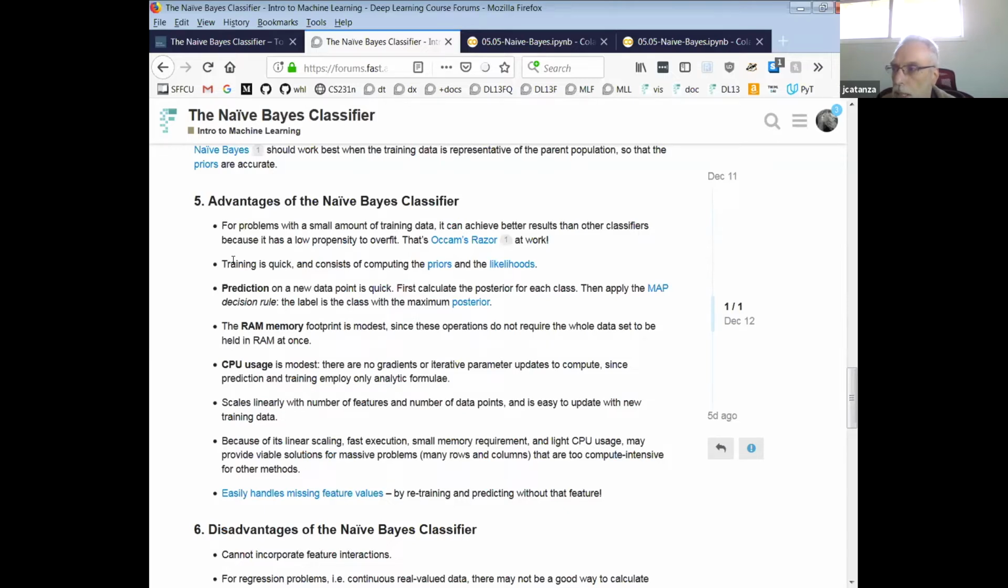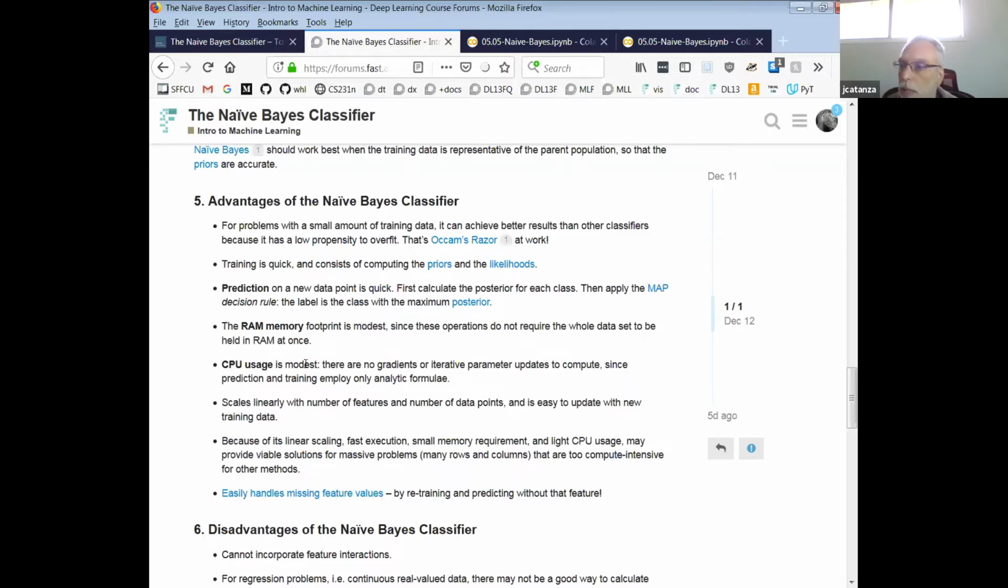So the other features are that it's very quick, because you're basically just computing analytic formulas for the priors and likelihoods. There's no iteration, there's no gradients, there's no updating. So it's quick. It doesn't require a lot of memory because you don't have to have all the data in RAM at once. You're just using summaries of the data, like ratios and the likelihoods and priors. You don't need to have all the data in memory at once to compute those things. And the CPU usage is modest because it's not very compute intensive.